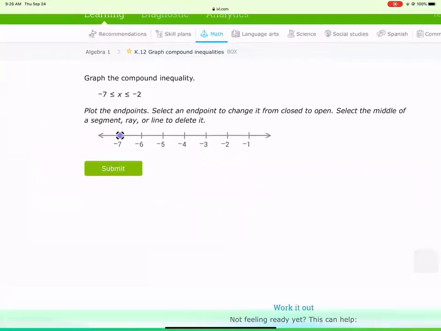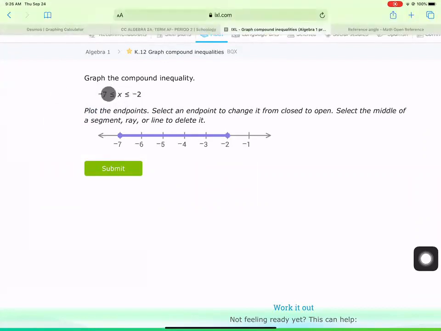-7, put a dot, and -2, put a dot. Both of these are equal signs. If you take a look here, that's a less than or equal to, less than or equal to. -7 and 2, and it drew the line for us.